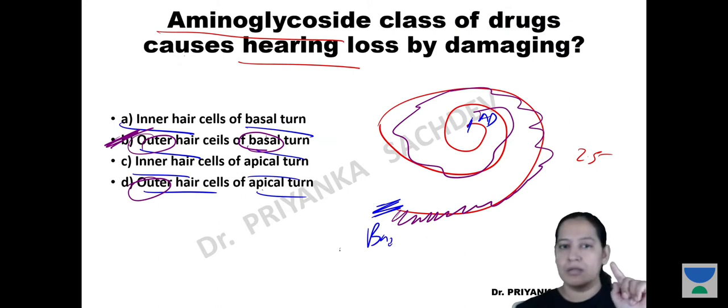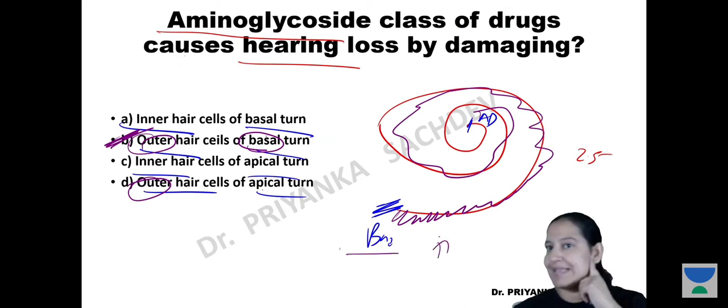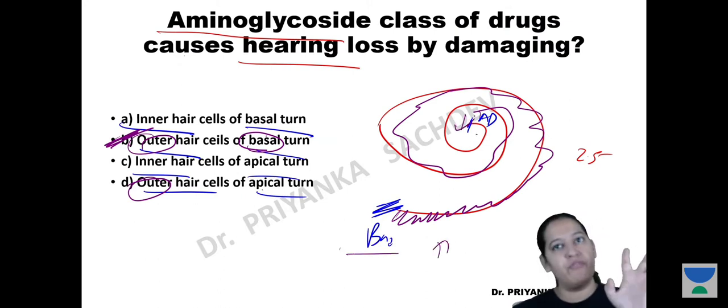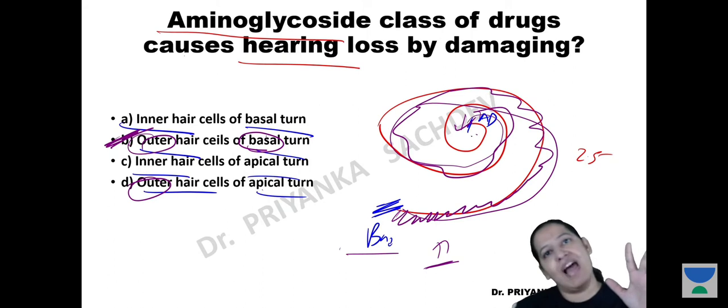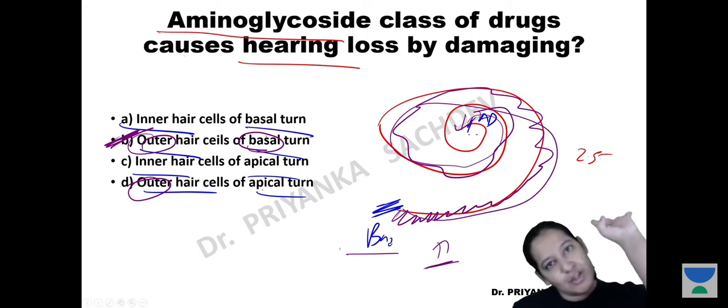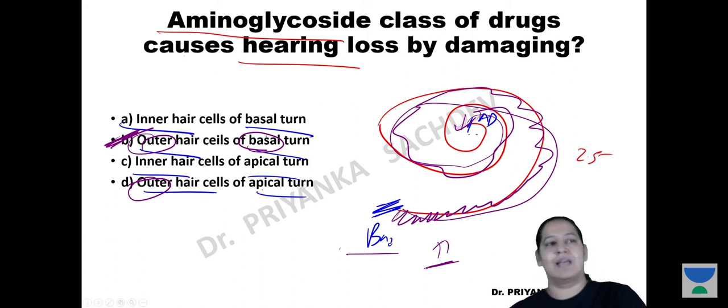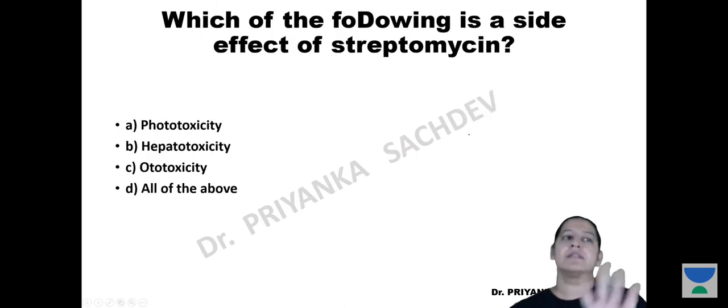The base is responsible for high frequency sound and the apex is responsible for low frequency sound. So the patient has hearing loss first for high frequency sound, and gradually low frequency deafness also occurs when the apex is destroyed. That is the thing. So the correct answer here is B. Everyone give me a thumbs up. This is the next question in front of you.